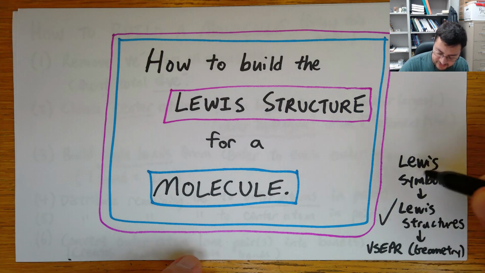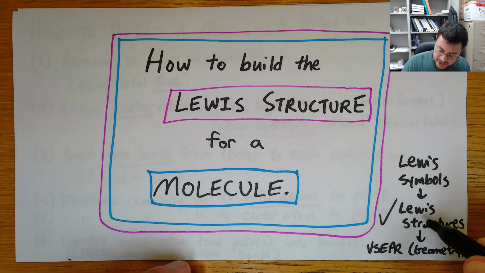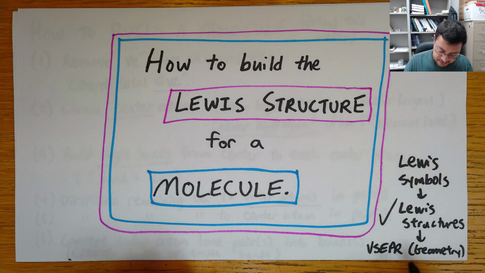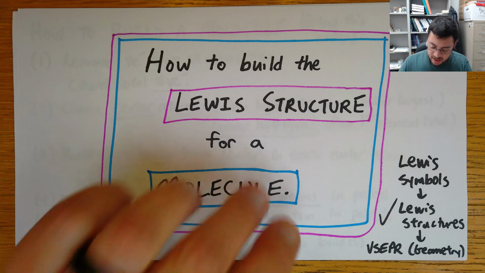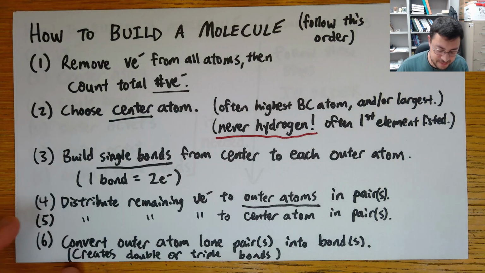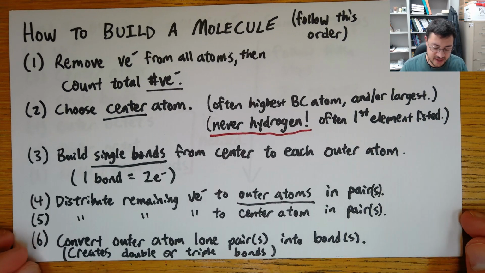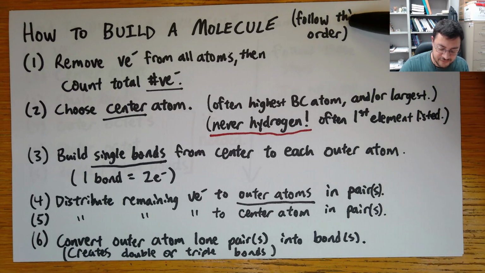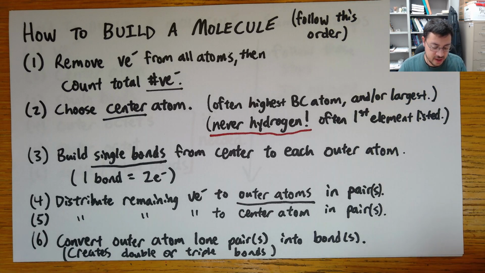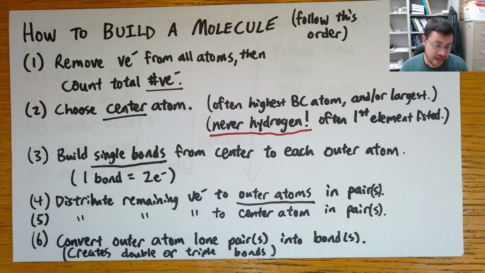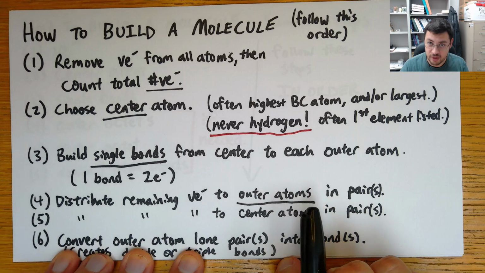All right, so in the previous video we talked about Lewis symbols. We're doing this second step of Lewis structures. VSEPR will be a future video. So this is how we build a molecule as a Lewis structure. I like to cover it in 6 steps. It's very important that you follow this order of building your molecule, especially if you are totally new to building molecules. After you have enough experience, you'll be able to do this all at once and anticipate some things. But until you reach that point, follow this in order.